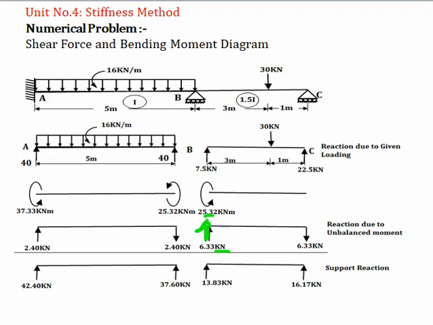Why up? When it rotates, it will create the moment in the opposite direction to this 25.32 kilonewton meter. That's why you have to show up. If it is up, then at the far end you have to directly show it in a downward direction with the same magnitude. Okay, so you will get the reaction for the BC due to the end moment.